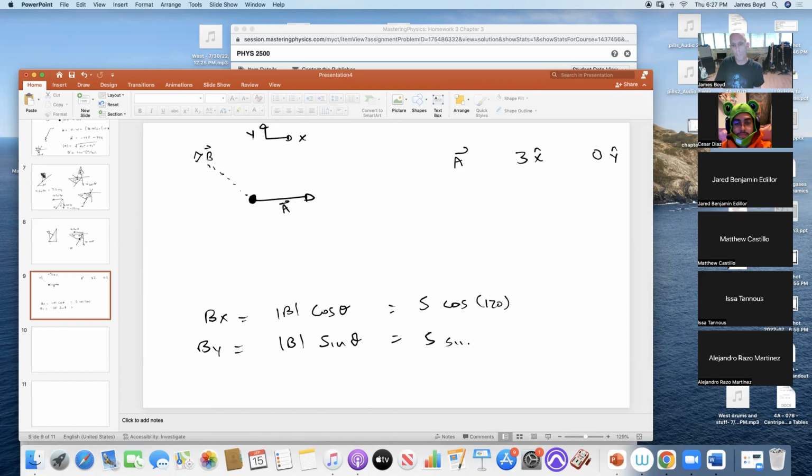And 5 and 120. And so 5 cosine of 120 is negative 2.5. And 5 sine of 120 is 4.33. And then finally, so we have dy and dx.